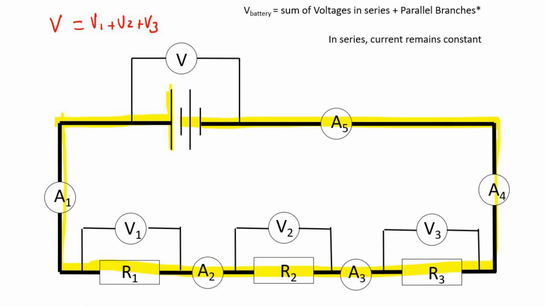So that's something important for this circuit. And then in series, current remains constant. That means that the current over there is the same as the current over there, which is the same as the current over there, same as A4, and the same as A5. So all of those would be the same.